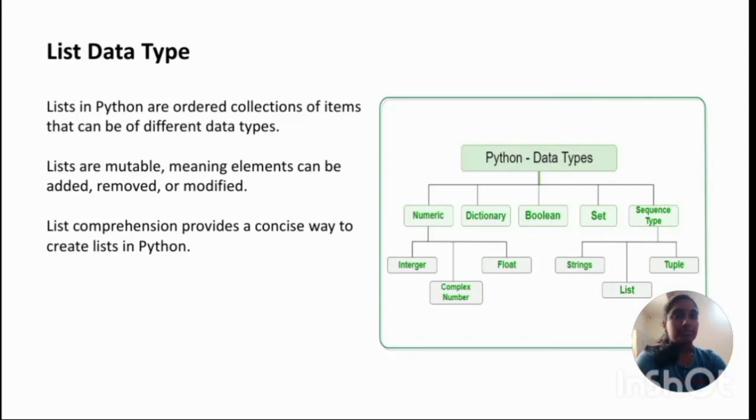List data type. Lists in Python are ordered collections of items that can be of different data types. Lists are mutable, meaning elements can be added, removed, or modified. List comprehension provides a concise way to create lists in Python.